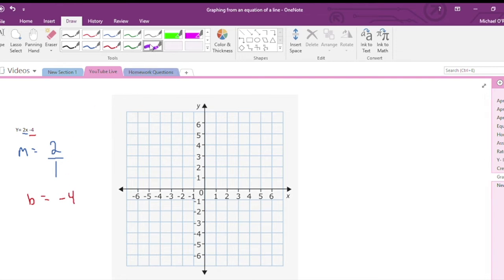So first thing, graph the y-intercept. So I'm going to graph the y-intercept, I put a dot right there at -4. Then I'm going to graph my rise over run. So this is my rise, this is my run. So I'm going to go up 2 over 1. And that is where I'm going to put my second dot. Right there. Then once I have that done, all I need to do is draw my line.